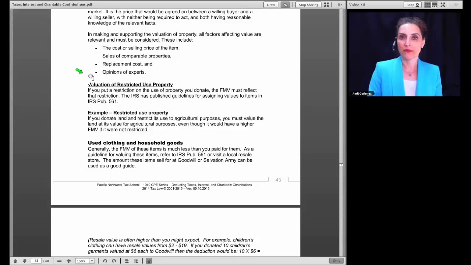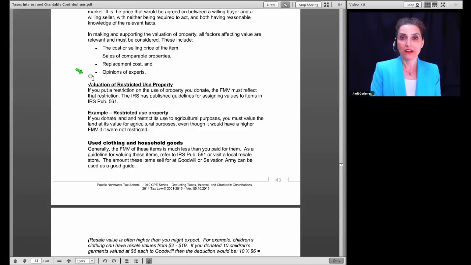and opinions from experts. Now, one of the places I like to go to look for valuations, there's actually two key places. One is I'll go to the Salvation or the Goodwill valuation guides. And the other place I'll go is Amazon or eBay and see what things are selling for there. Some things hold their value really well and have a high resale value, like video games and DVDs and Blu-rays and music CDs. These can have a very high value, and sometimes software does as well.